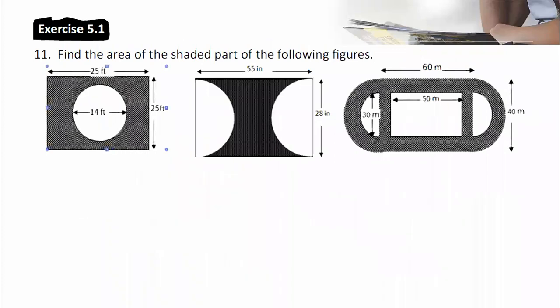All of you look at this question. Same exercise, question number 11. Find the area of shaded part of the following figures. In the first figure, there is the square of length 25 feet and breadth 25 feet. This is the square of length 25 feet. And inside it, there is the circle of diameter 14 feet. And outside the circle, there is the shadow. That means we have to find out the area of this portion which is outside the circle.